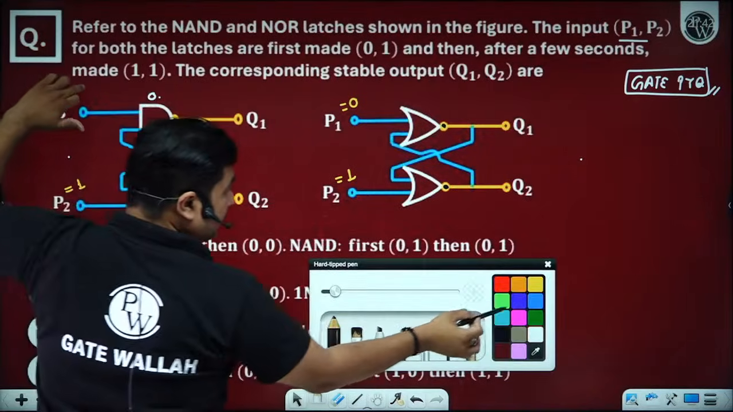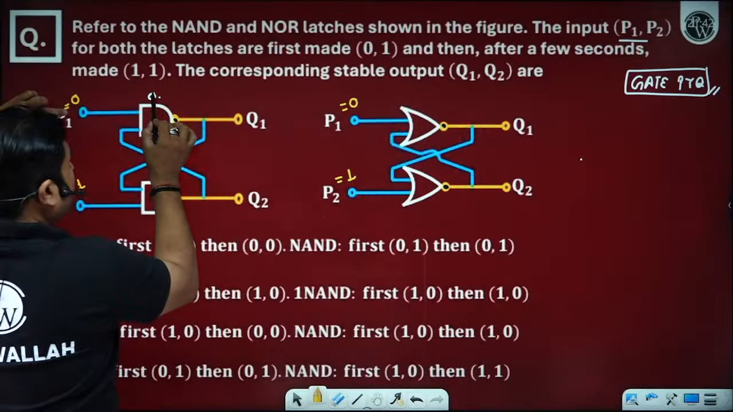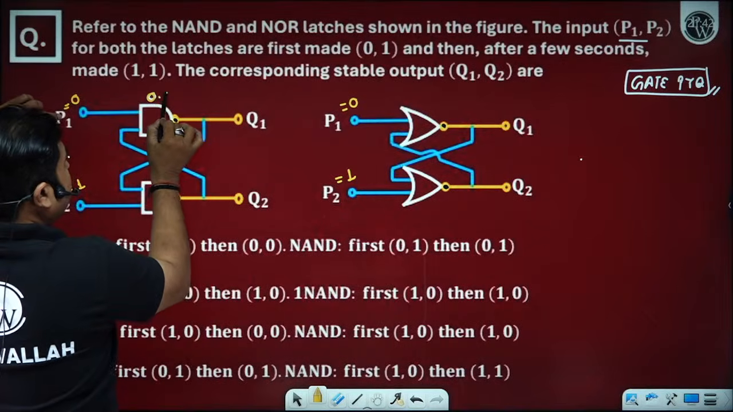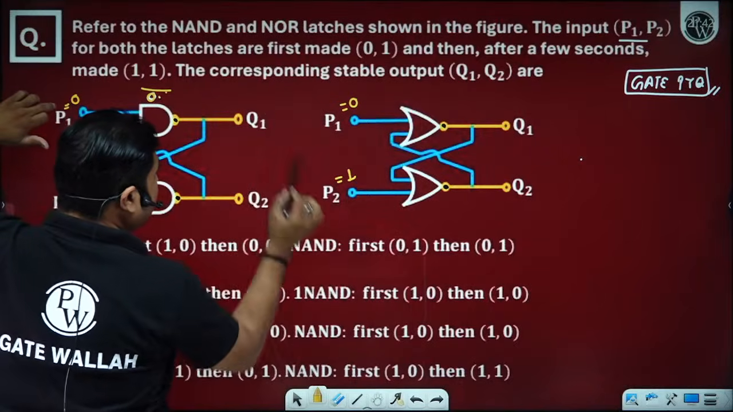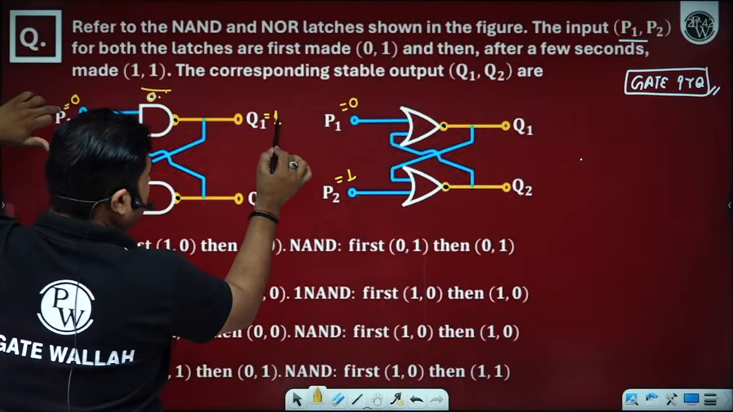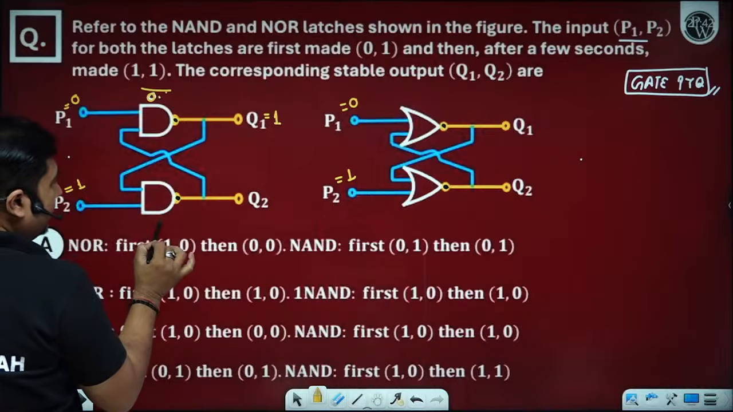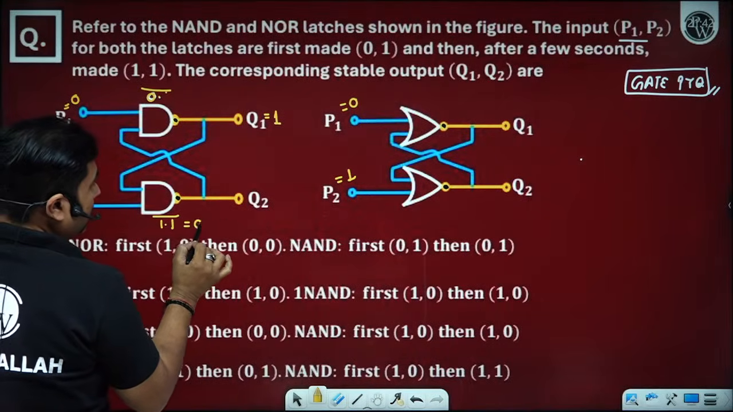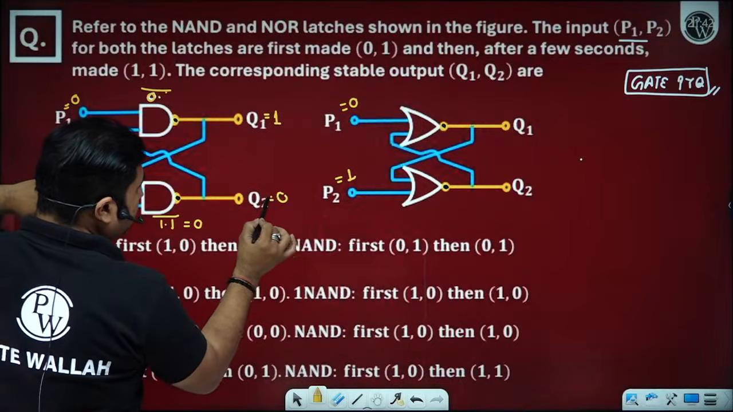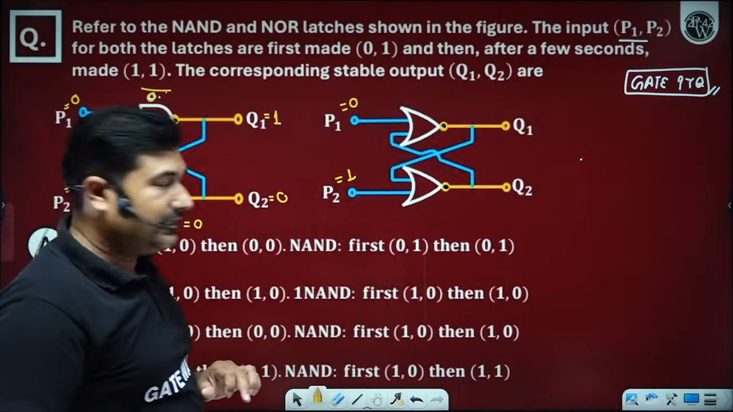I am representing it using this yellow color. 0 multiplied by anything is 0 and its complement is 1. So definitely your Q1 stabilizes to 1. And now 1 will come here. 1 into 1 complement will become 0. This is 0. Q2 will become 0. Is it okay? Yes, sir.